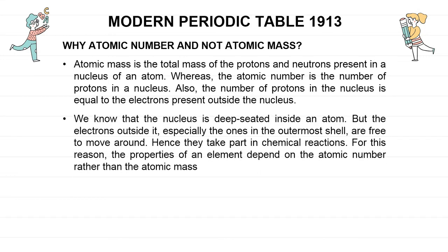And also we know that the nucleus is deep seated inside an atom, but the electrons outside it, especially the ones in the outermost shell, are free to move around. Hence they take part in chemical reactions. For this reason, the property of an element depends upon the atomic number rather than atomic mass, as atomic number deals with the number of electrons present in the element. So this is the reason why the atomic number was taken in place of atomic mass.